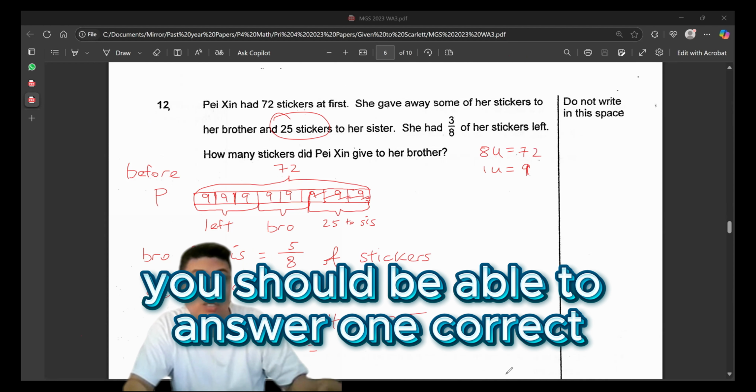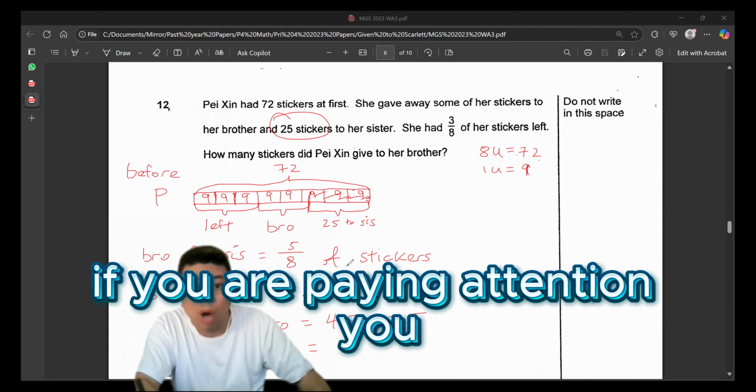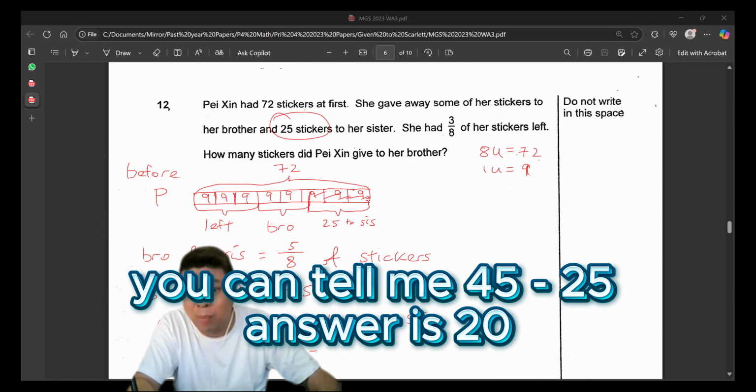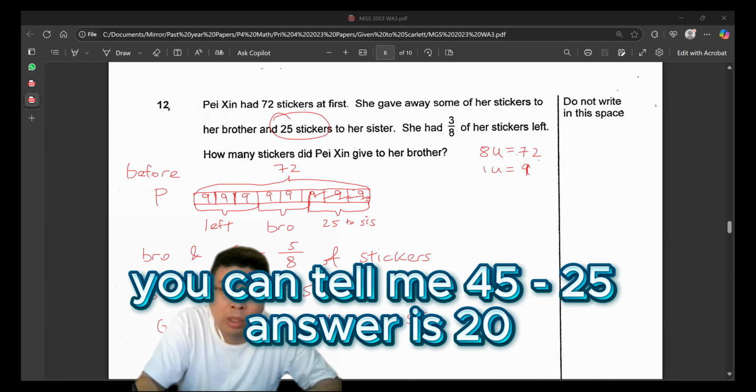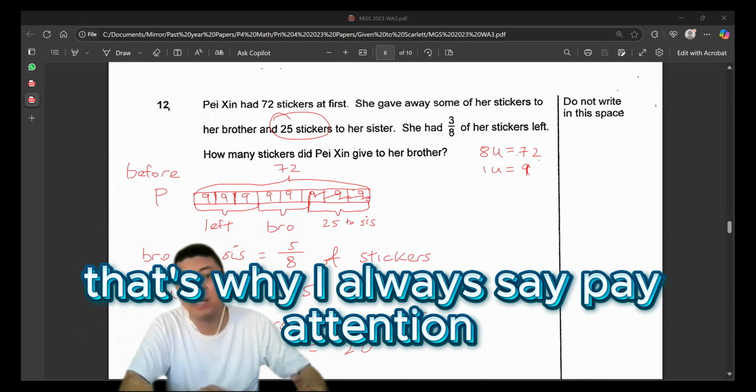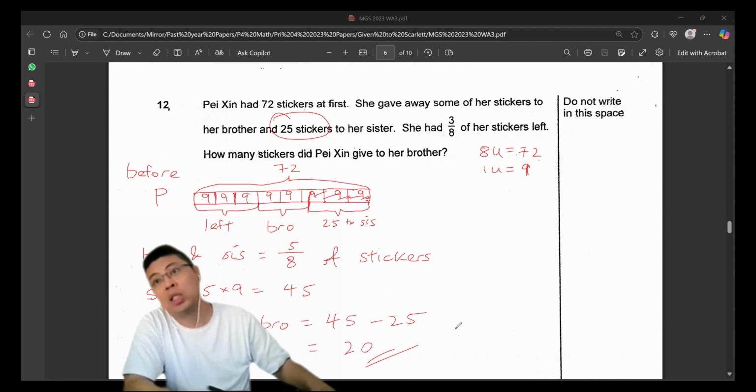You should be able to answer one. Correct? If you are paying attention, you can tell me 45 minus 25. Answer is 20. That's why I say pay attention. Because I'm trying very hard to explain to you. You have to focus, pay attention, listen.